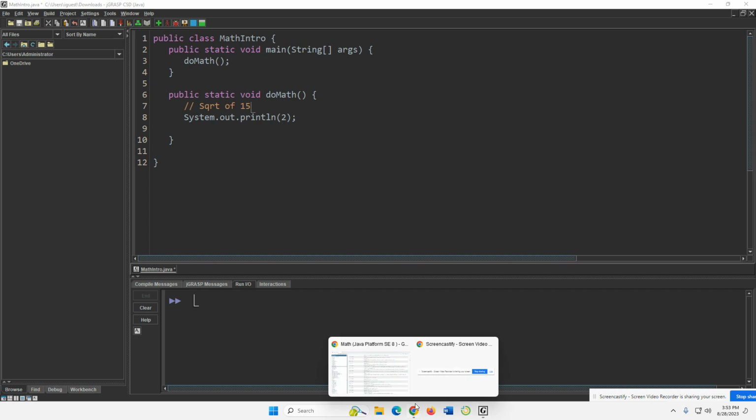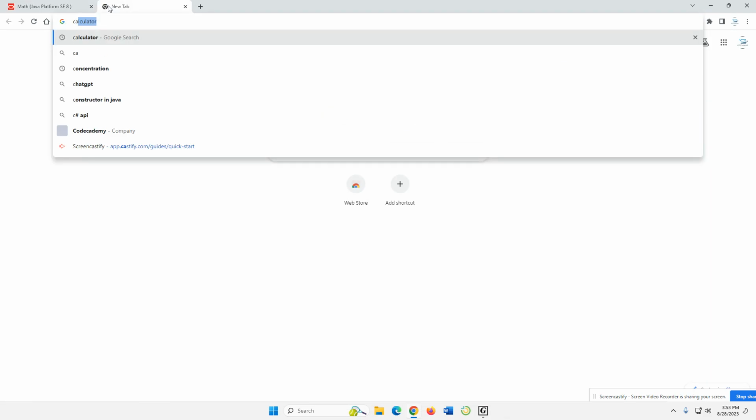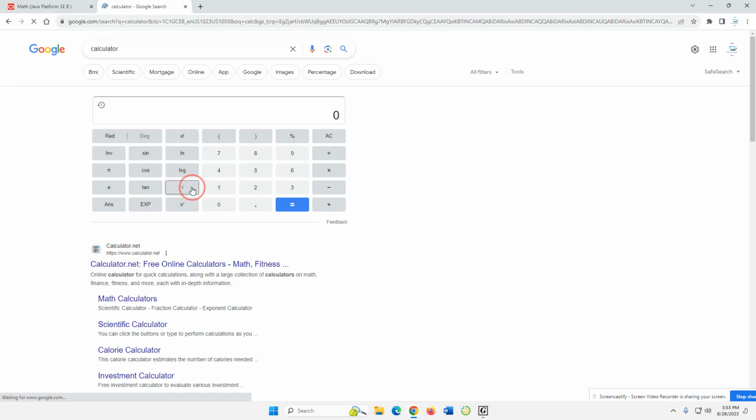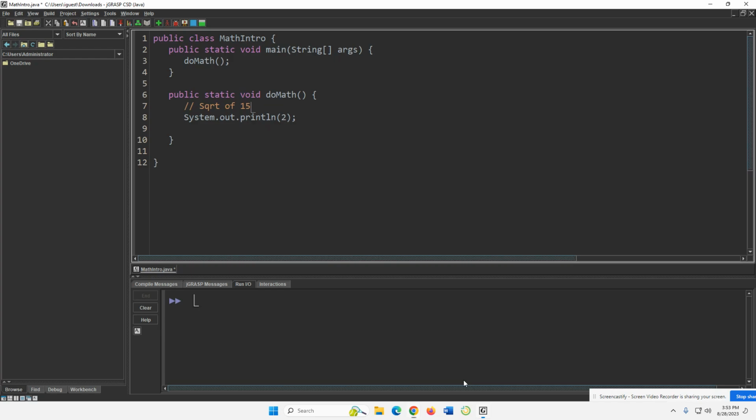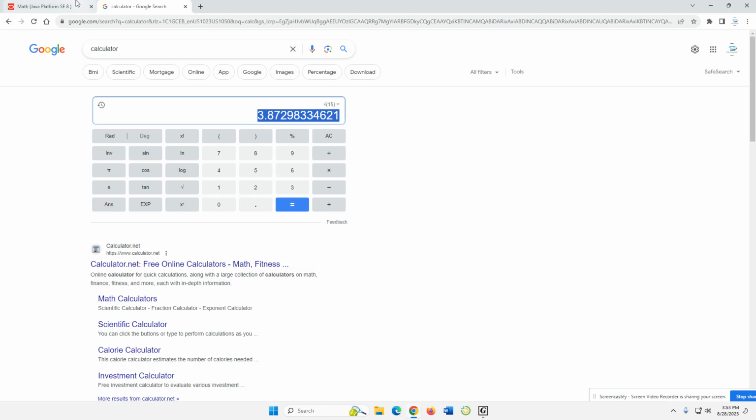Let's go ahead and use a calculator for that. Square root of 15 is 3.189. I can print that out. As you can see, this is very inefficient. I don't want to do that. So that's where the Math class comes into play.